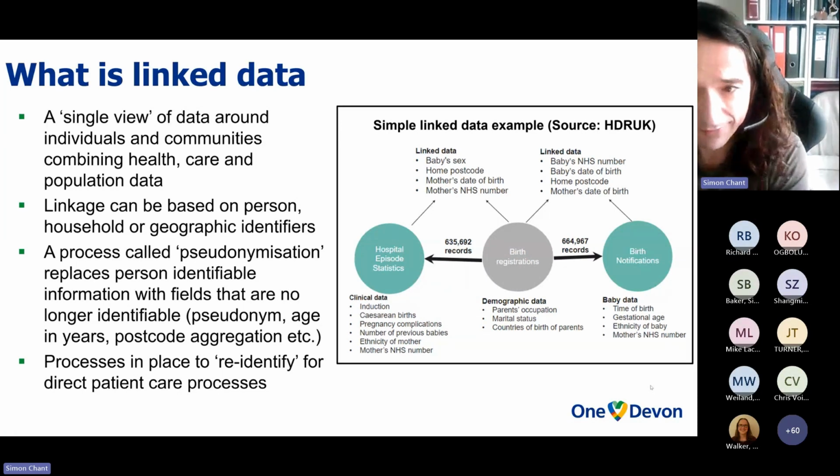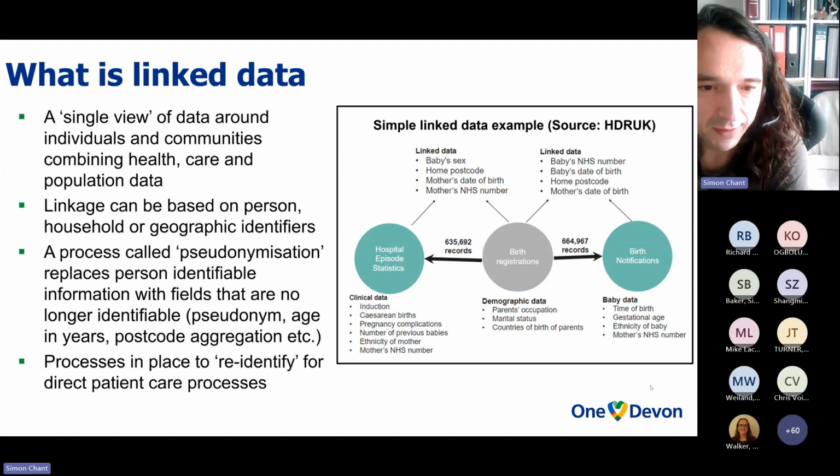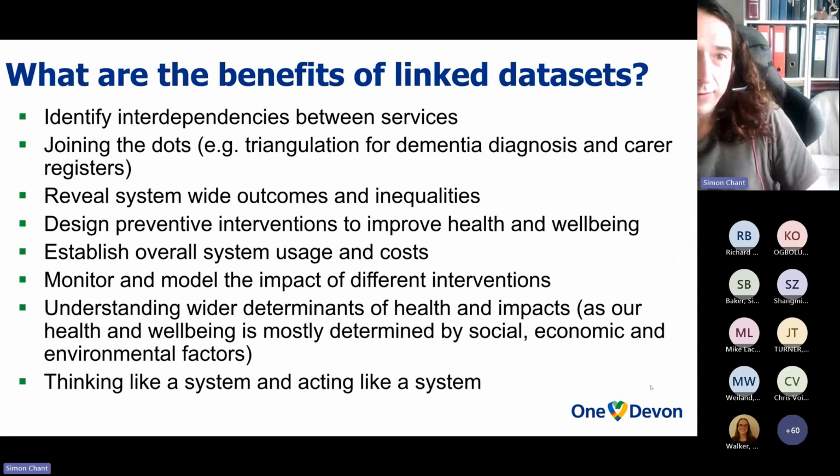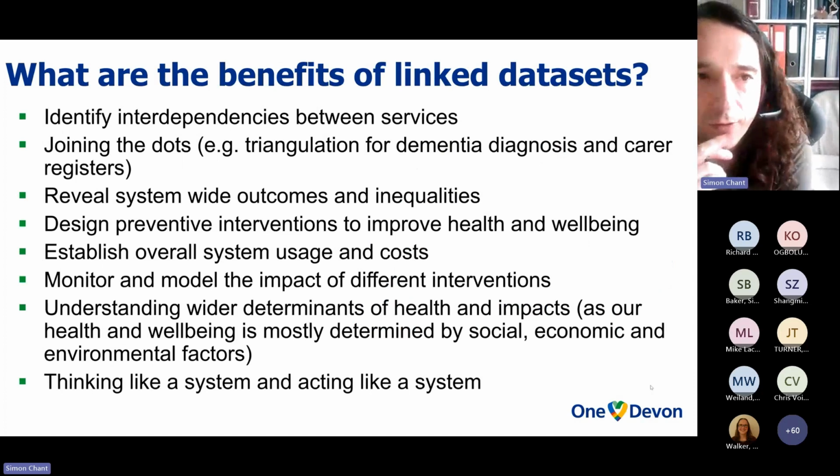So your analysis is done in that pseudonymized or even anonymized data, but then for direct care purposes, you have means to re-identify. So for particular interventions, cohorts and individuals can be identified. And the benefits of doing this are many and varied.